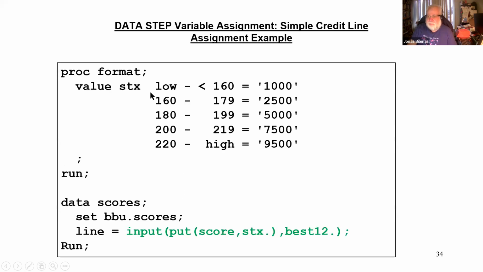So here we're sort of assigning a credit line to different scores. There's a different score than a FICO score. So if you have a higher score, you get a better credit limit. And now we want to create a new variable, line, and put the score as STX. So if a score is like 185, you're going to get a $5,000 line.